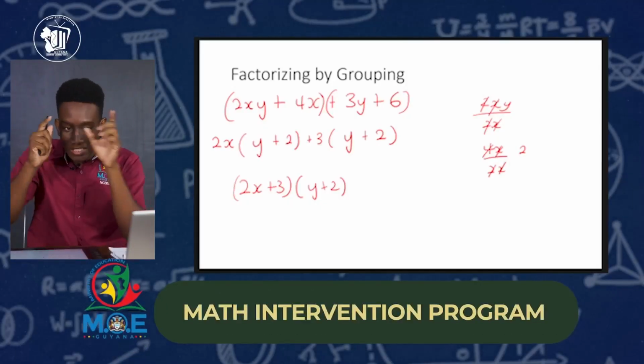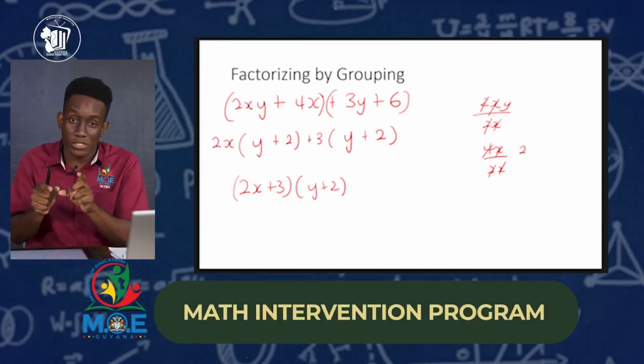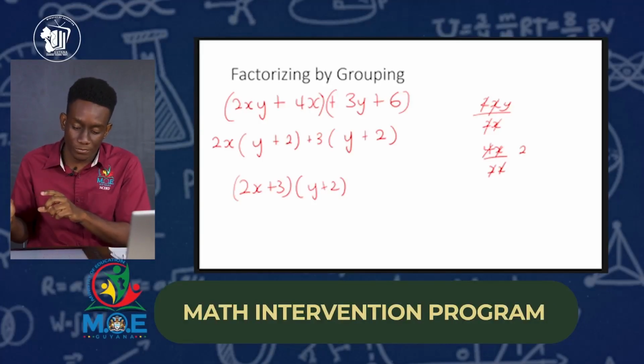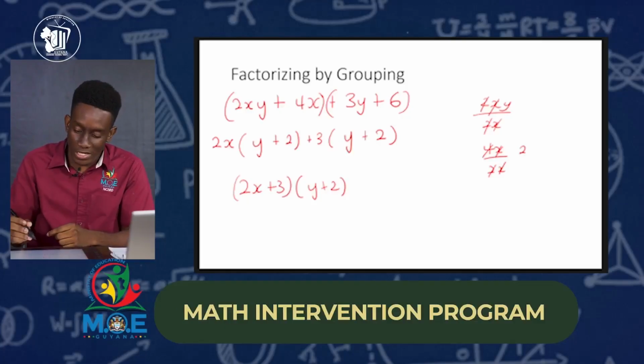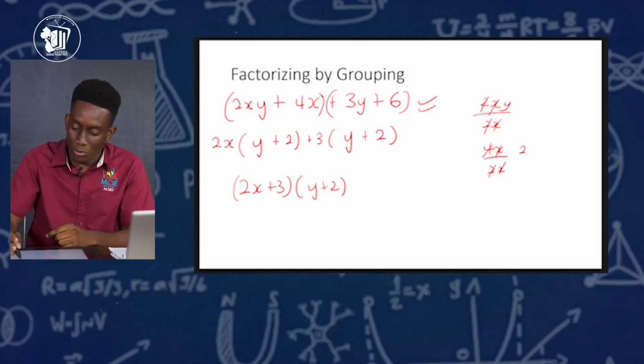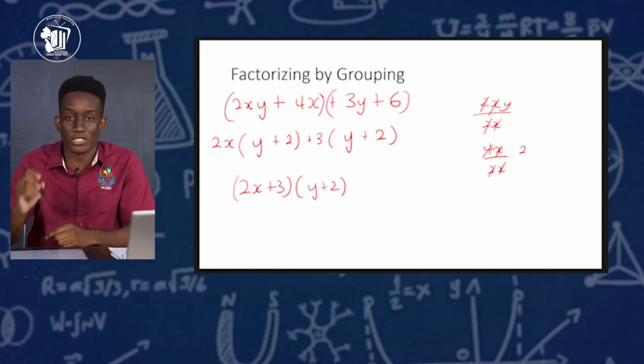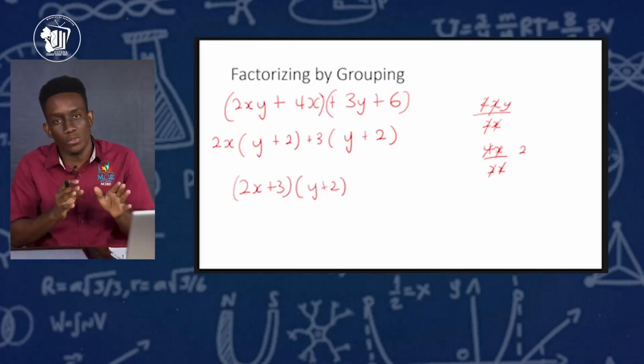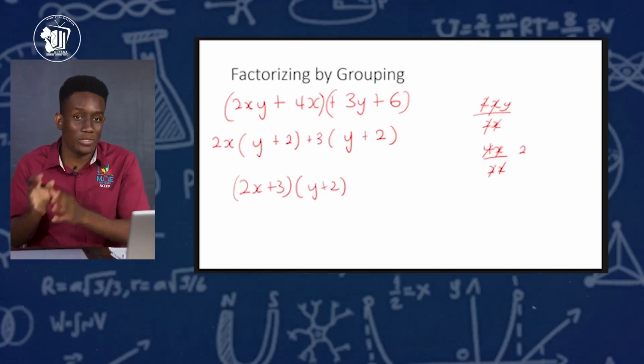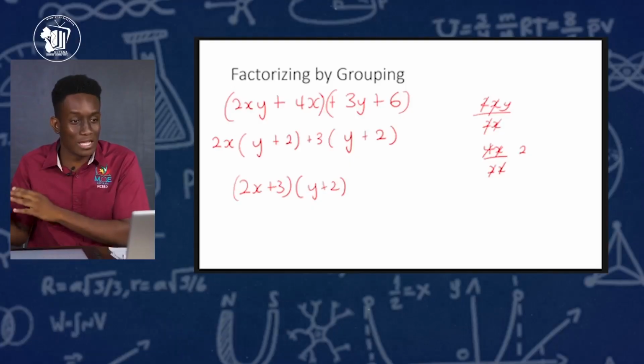And of course, you can check to see if your answer is correct by using the distributive law. When you work it out, you should get back the original expression that we started out with. So you can do that on your own time to make sure that what we did was absolutely correct. So let's look at two more examples.